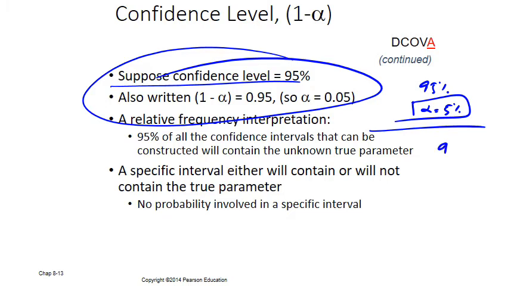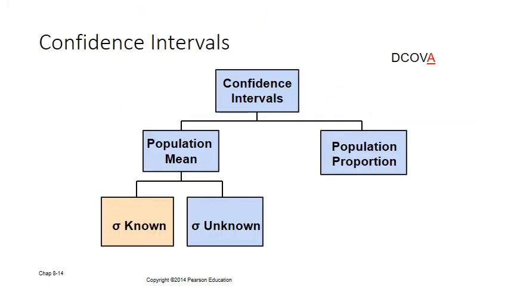If you say you are constructing a 90% confidence interval, it means your margin of error is 10%, and the total is 100%. If you are constructing a 99% confidence interval, it means your alpha is 1%. Okay, we develop confidence interval.